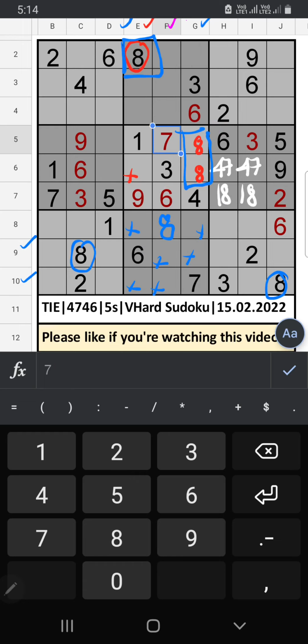Column F and column G, we have 3. So 3 can't come in these cells. 10th row, we have 3. So 3 can't come in this cell. Then 3 is confirmed here.